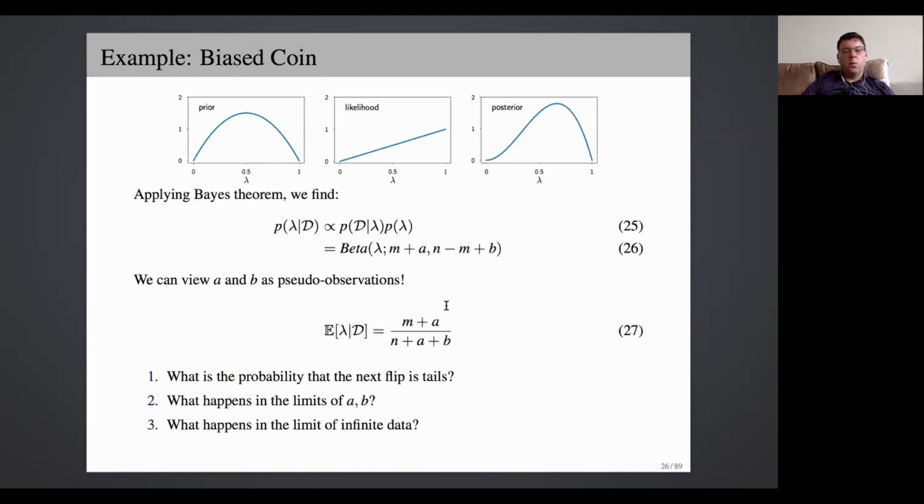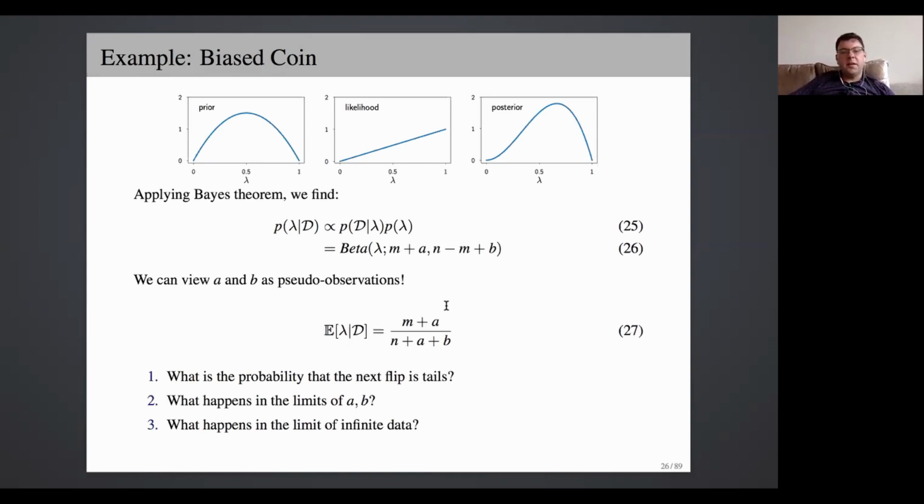1, what is the probability that the next flip is tails? 2, what happens in the limits of a and b? And 3, what happens in the limit of infinite data? So we can see that if we set m equals 1, n equals 1, and we have a uniform prior setting a equals 1, b equals 1, then we're not predicting that there's a 100% chance that the next flip is tails. And so that's very important already.